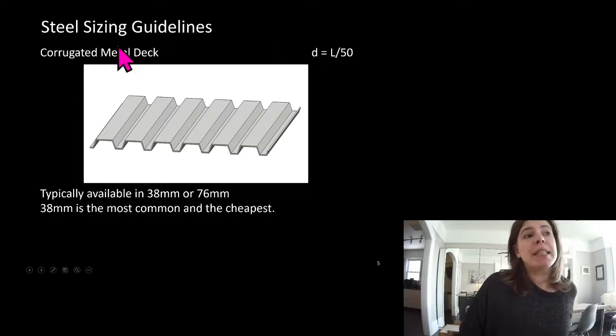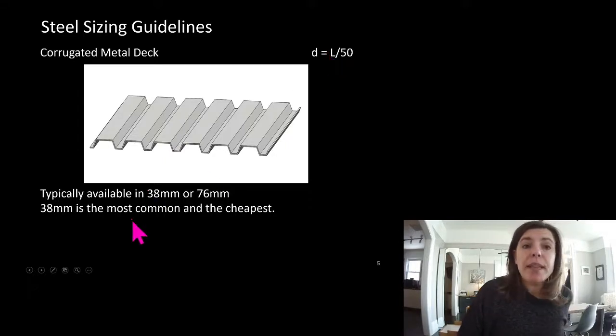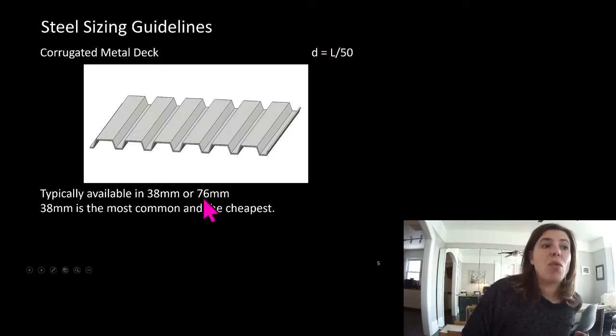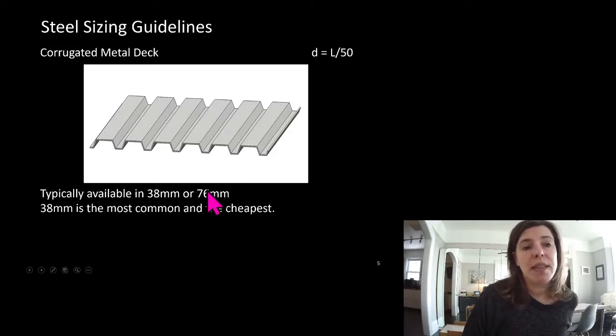So the sizing guideline for corrugated metal deck is depth equals L divided by 50. Now, typically these are available in 38 millimeters or 76 millimeters deep, but 38 millimeters is the most common and the cheapest. We don't often use the 76.